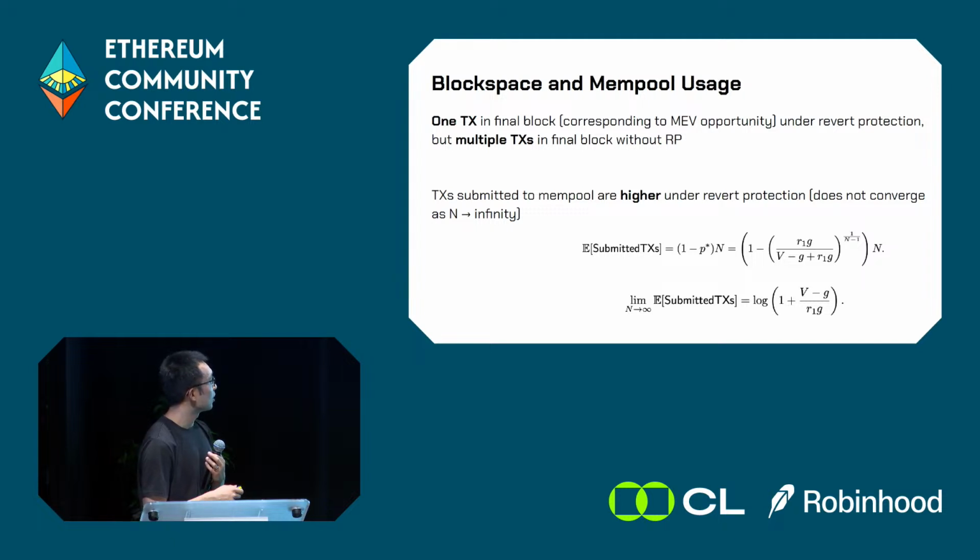And I think block space and mempool usage is something that's heavily affected by the expected number of transactions submitted. And here, we basically show that mempool usage is what we need to worry about as we offer stronger and stronger revert protection, but it has the upside of saving block space for other usage.